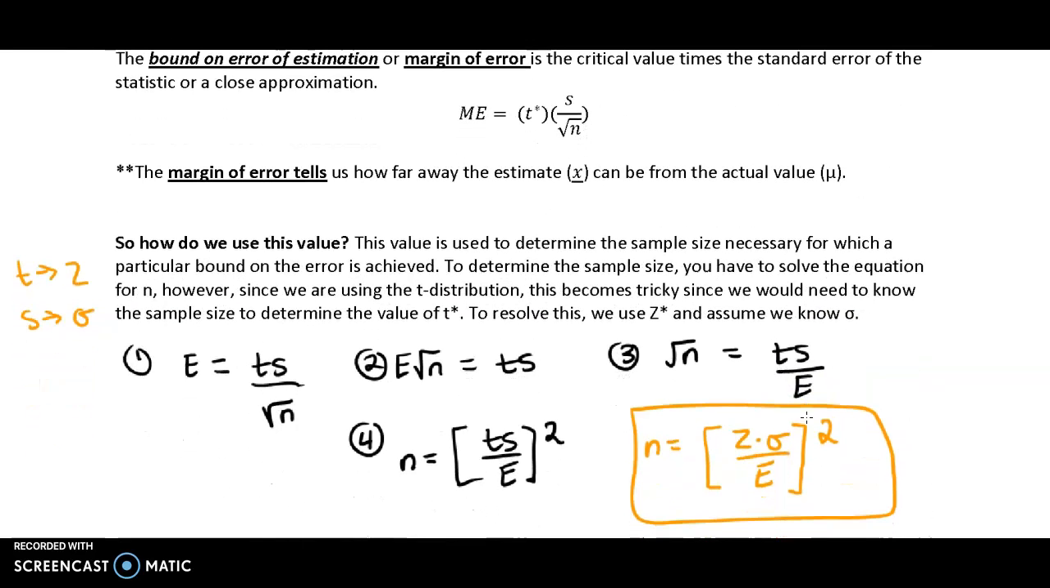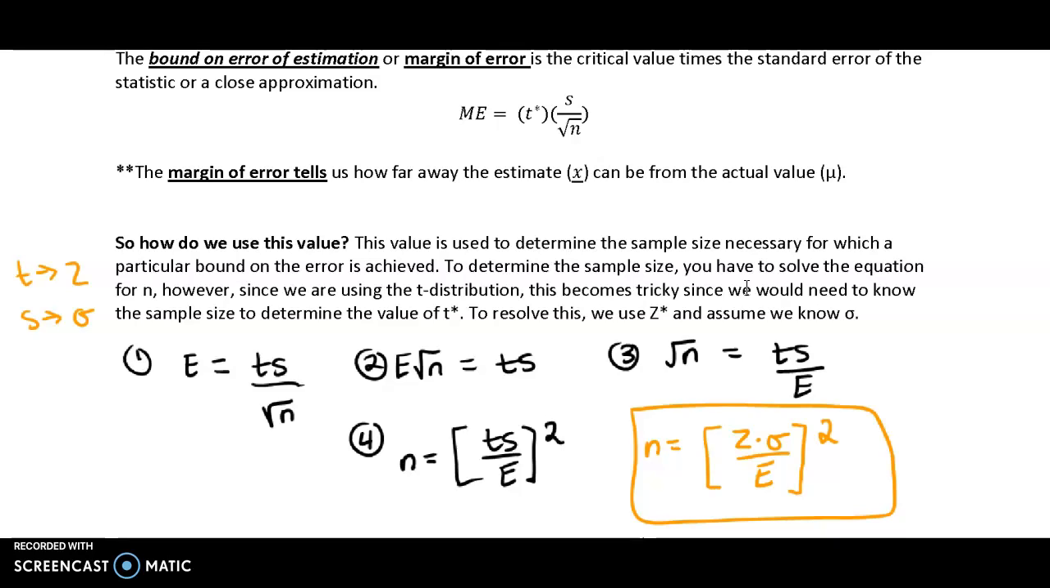Very similar to our proportions, the margin of error is the critical value times the standard error, and it basically tells us how far away our estimate x bar is from the actual value. Because remember, we're trying to use x bar to estimate mu. So to do this, we run into an error, because typically t star, the critical value, depends on the degrees of freedom. But if I'm looking for the sample size, I won't know the degrees of freedom because I need the sample size. Similarly, since t star depends on that, I will also have to use a z star.